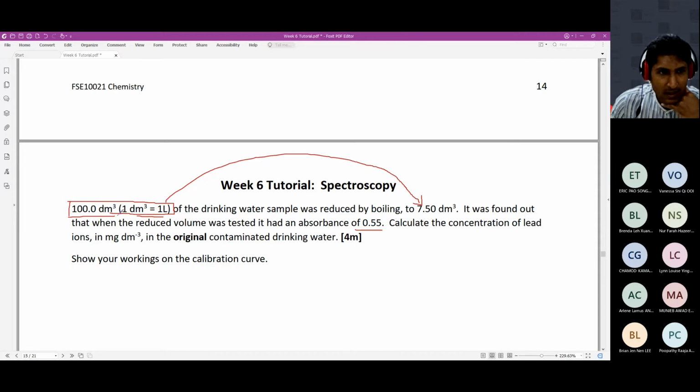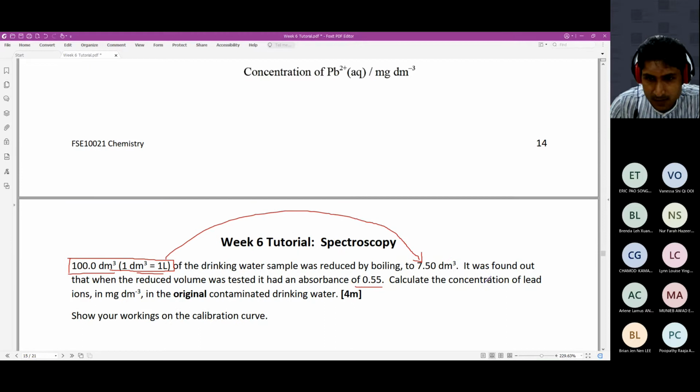All right, so how many times have we increased the concentration? 100 over 7.5. So it is 13.33 times the concentration was increased. The absorbance of this concentration, after it has been increased 13.33 times, was found to be 0.55. We have to find out the concentration in the original contaminated drinking water.